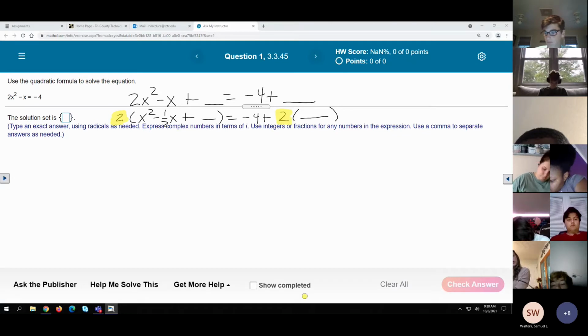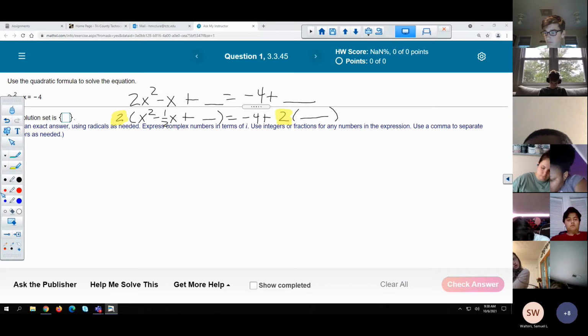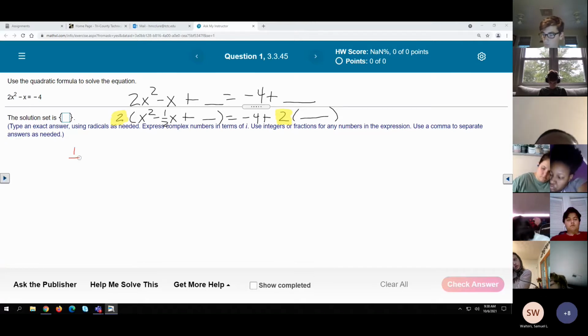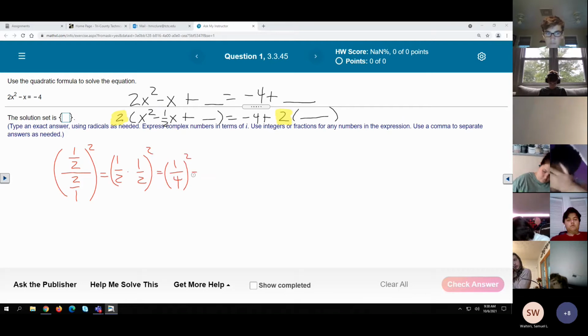And remember, I went through this step by step because I told you when you get to the test, you're going to want to go back over this in the videos and do the 1/2. So 1/2 divided by 2 squared is equal to 1/2 times 1/2 squared, which is equal to 1/4 squared, which is equal to 1/16. Remember me telling y'all, make sure you do it step by step.